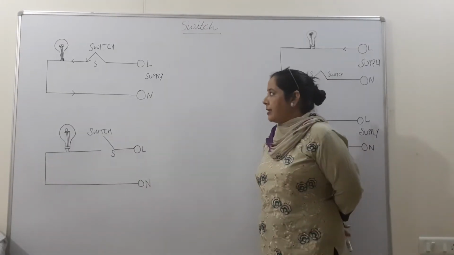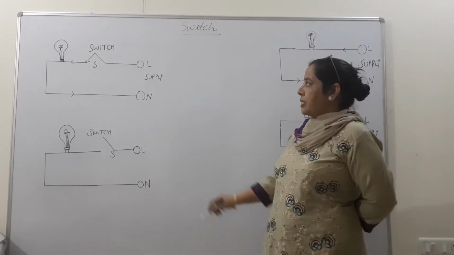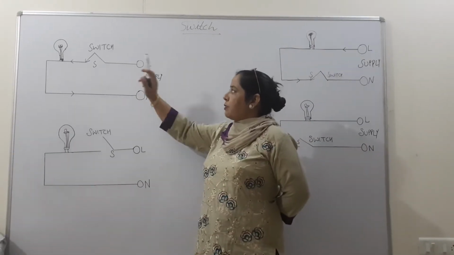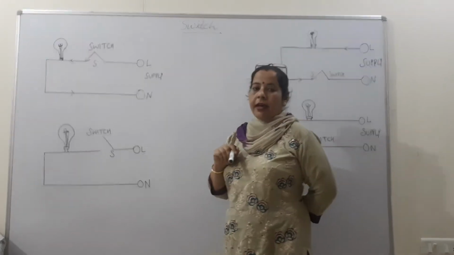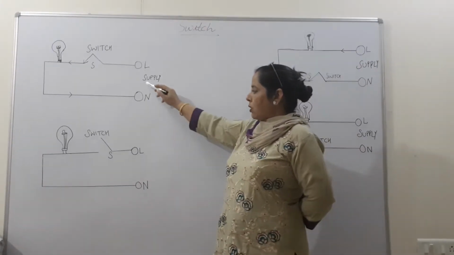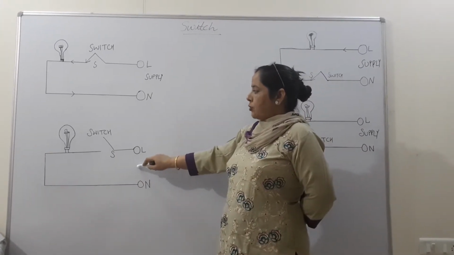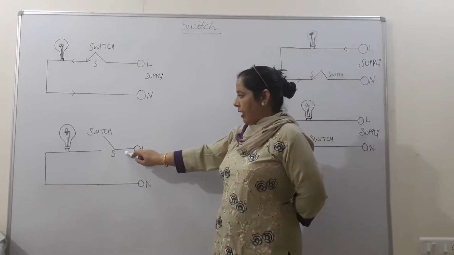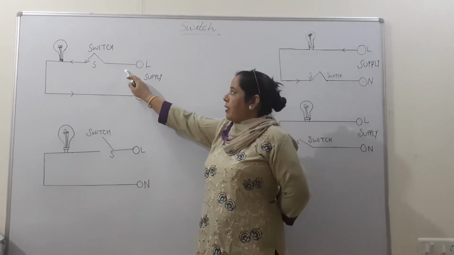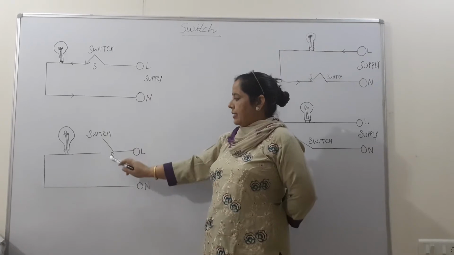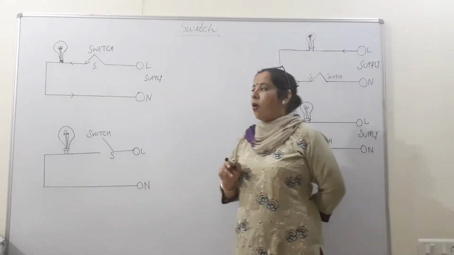Then after that our topic is why the switch should always be connected in the live wire. Now these two diagrams are there, beta. The switch is connected in the live wire. This diagram is when the switch is on, and this diagram is when the switch is off.